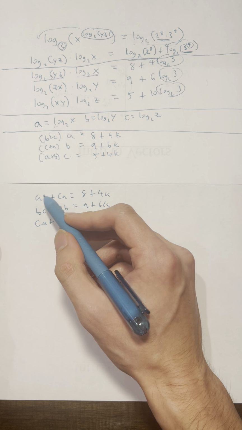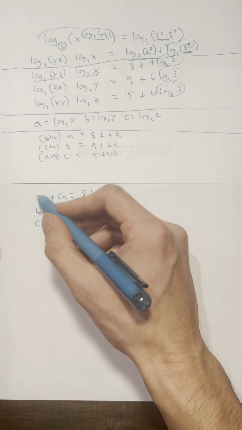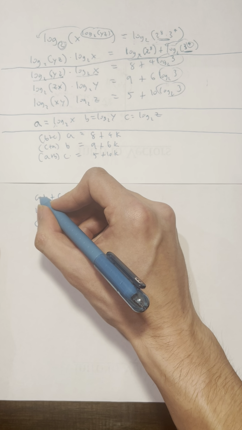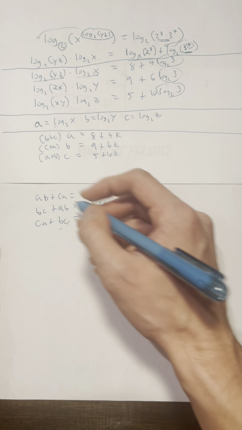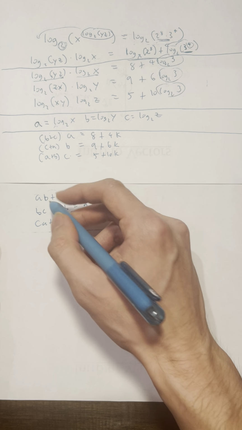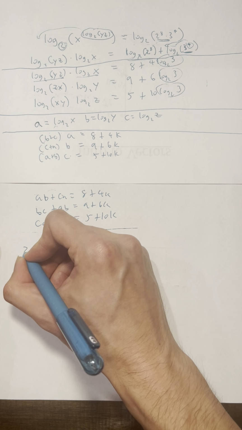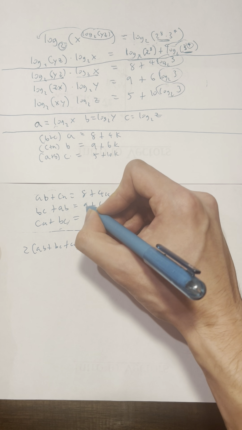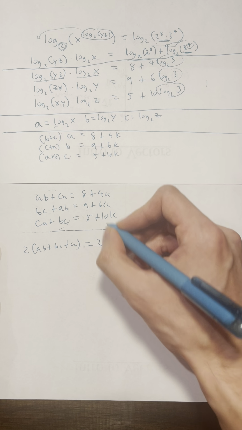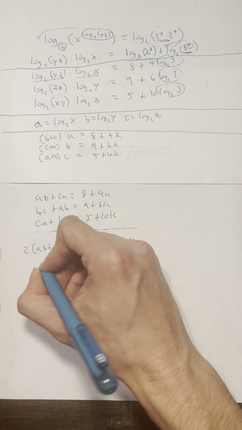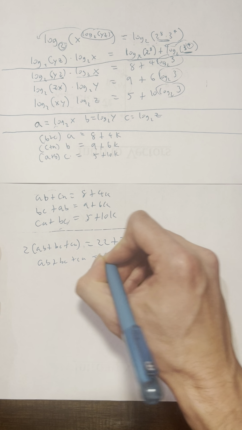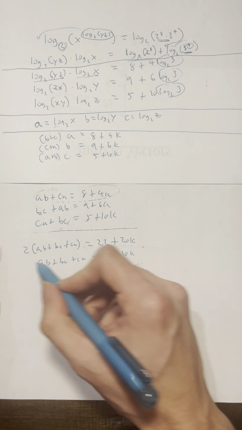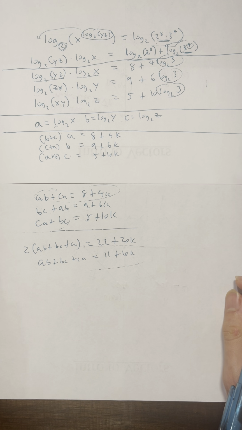So basically this is a pretty common setup in contest math. Since this is symmetric and this time we're only adding, we can add up all of the equations. And you're going to get 2 times AB plus BC plus CA is equal to this plus this is 22, and this adds up to 20k. So that means AB plus BC plus CA is equal to 11 plus 10k. And then I can just subtract each equation from this to get AB, BC, CA by themselves.